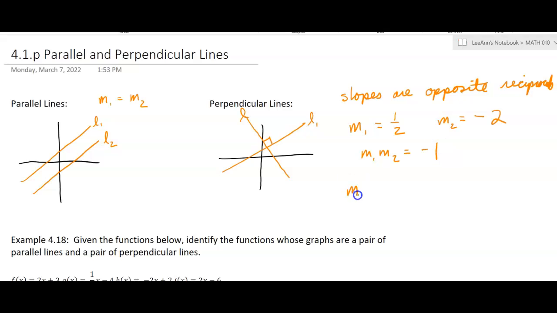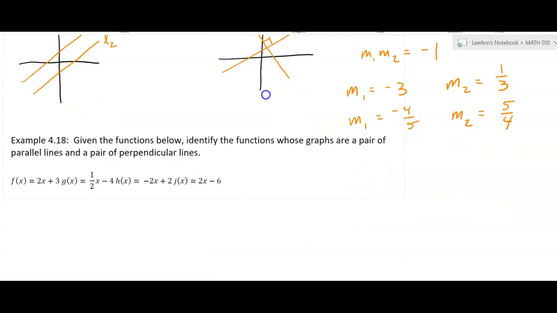But let's say you have a slope on your first line that's -3. Then a line perpendicular has a slope of 1/3. So the first one's negative, the other one's positive, and then you have to do the reciprocal. Okay? Those are 2 examples. Let's say you have a slope of -4/5. Then the slope of the line perpendicular would be positive 5/4. Okay? All right, there's 3 examples.